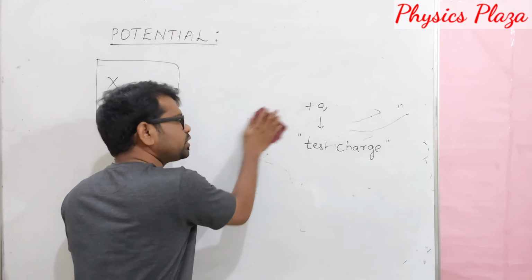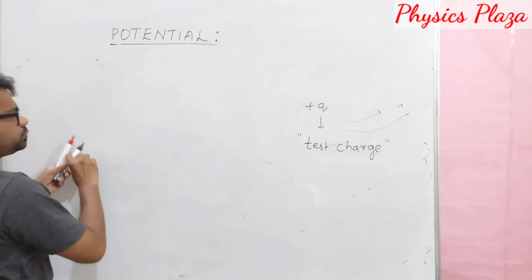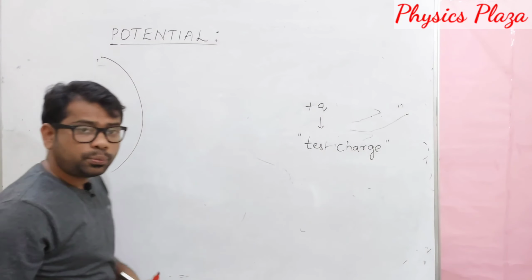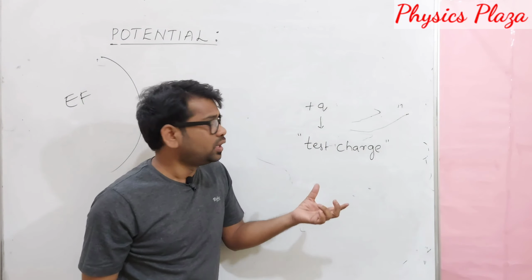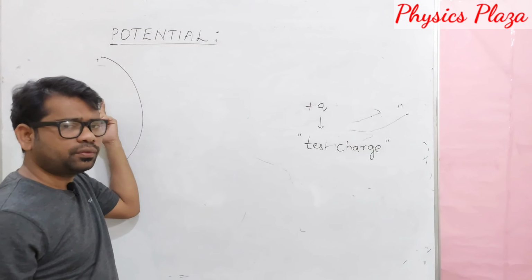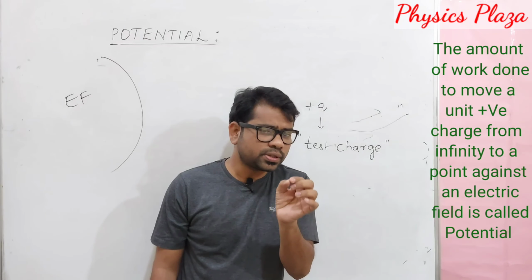So let us assume that here there is a positive unit charge. We have taken a positive unit charge. Now I want to take this positive unit charge from this point somewhere else. Let us say there is some electric field here. I want to send this unit positive charge from this point to a point in the electric field. For that, definitely some work must be done.